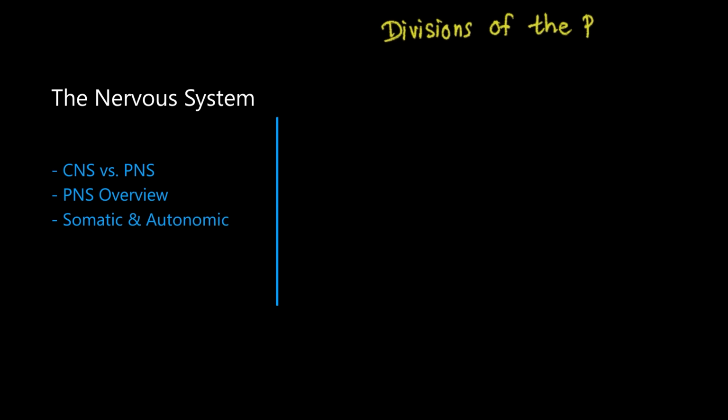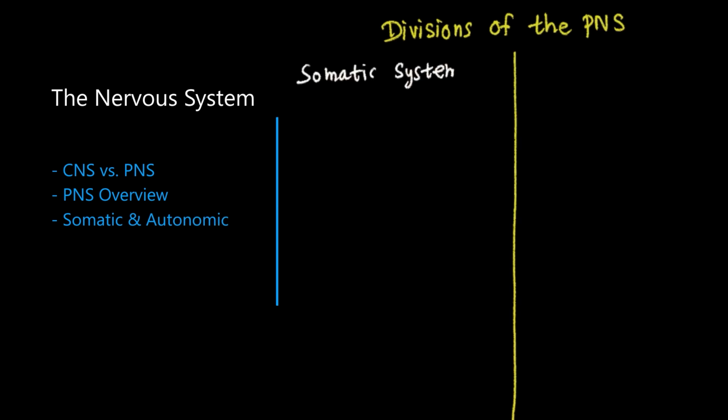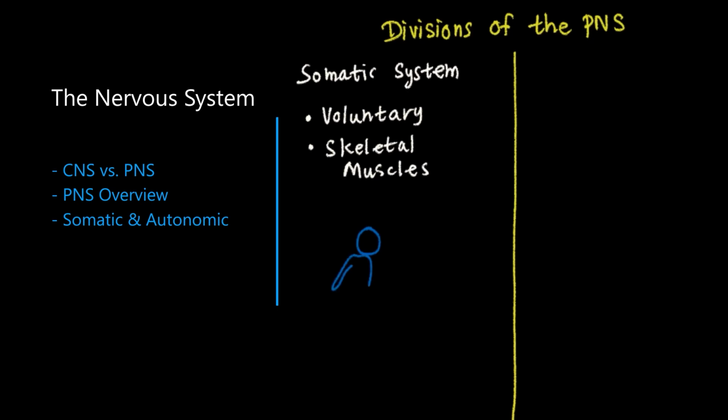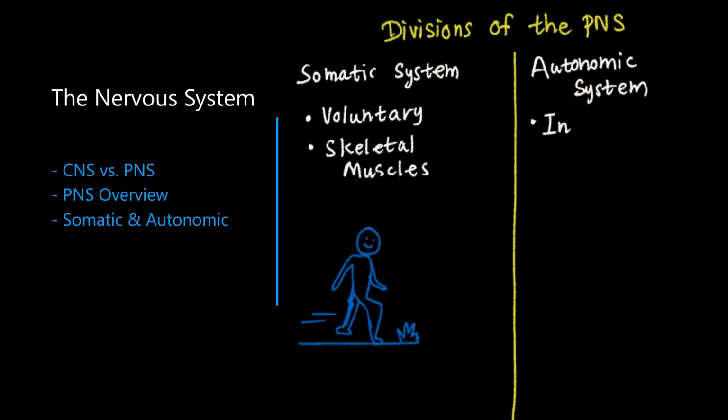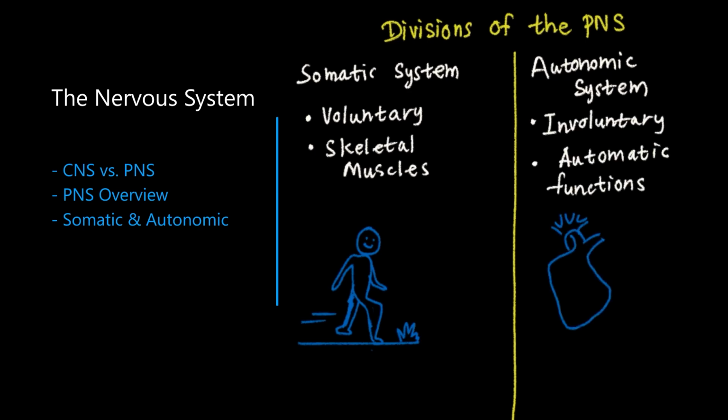Let's dig a little deeper into the PNS, as this detail is often tested. The PNS itself is divided into two parts. The somatic nervous system controls voluntary movements of skeletal muscles. When you decide to walk, you're using your somatic system. The autonomic nervous system regulates all the automatic, involuntary functions like your heartbeat, breathing, and digestion. Autonomic sounds like automatic, which is a great memory aid.